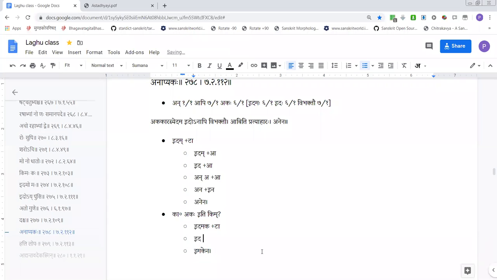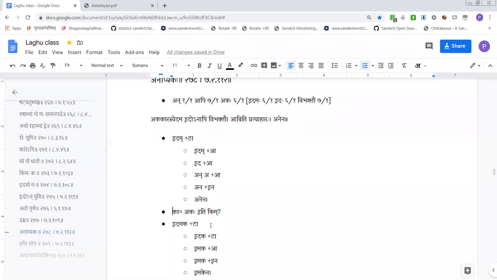Ida, idaka plus ta, and then imaka plus ta, because first yadadinam aha, then idaha, thus what will happen? Dascha. So dascha will apply and you will get imaka. Imaka plus ta will become imaka plus a, and then ina. Imaka plus ina, and then it will become imakena. So the form is anena if you have the idam form, and if it is idamaka, then the form would be imakena. Just in case we see imakena.